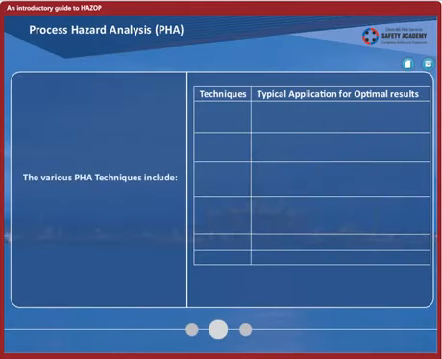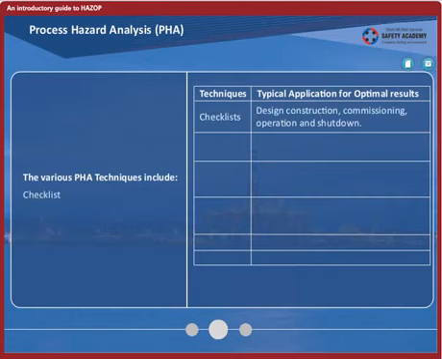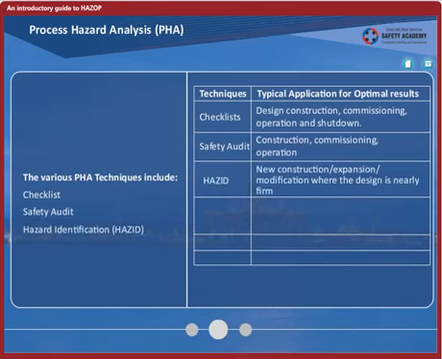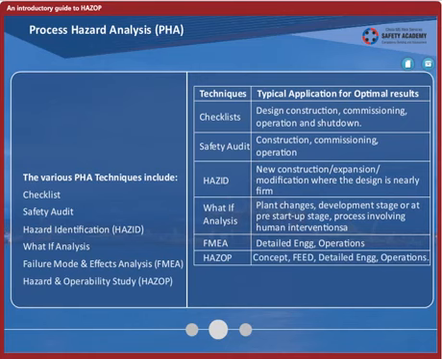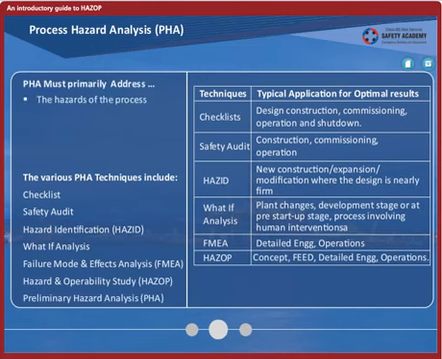PHA techniques. Various process hazard analysis techniques are available to us today, like checklists, safety audits, hazard identification, what-if analysis, failure mode and effects analysis (FMEA), hazard and operability study (HAZOP), preliminary hazard analysis (PHA).